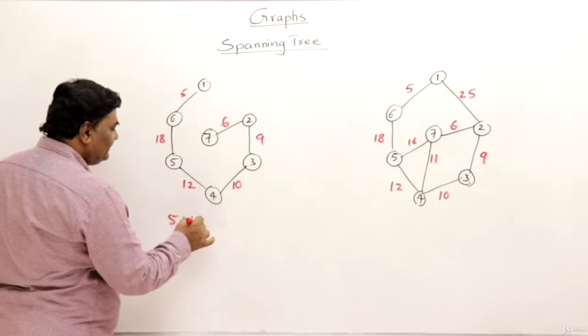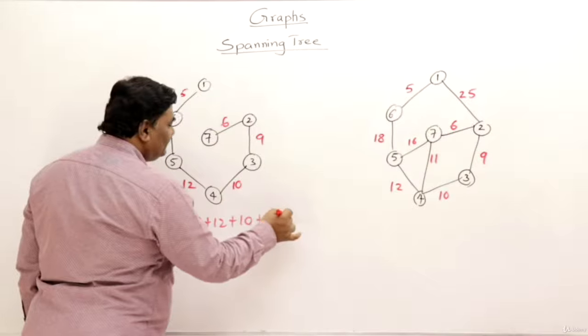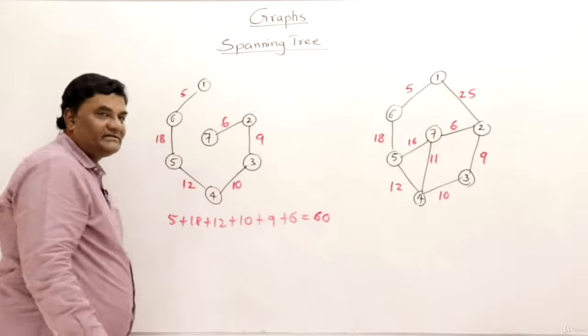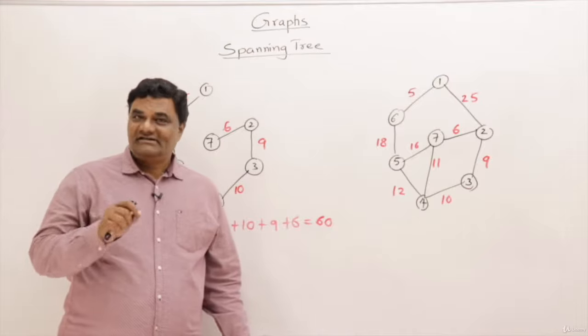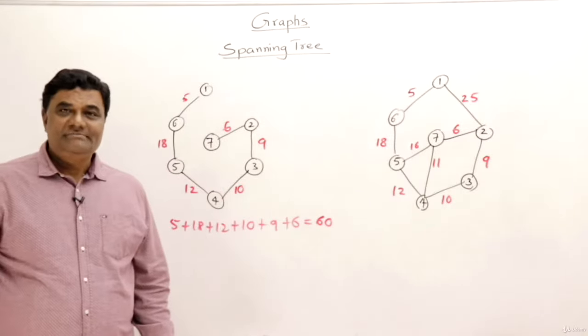Yes. So what is the total cost? 5 plus 18 plus 12 plus 10, 9 and 6, 60. So the total cost is 60. So this is a minimum cost spanning tree suggested by Prim's. We have followed the algorithm and we got the minimum cost spanning tree.